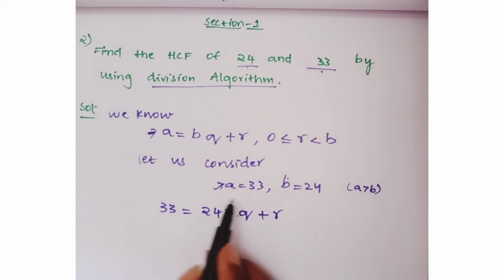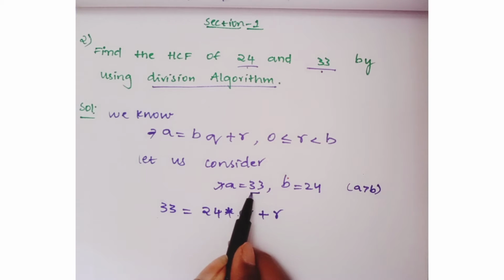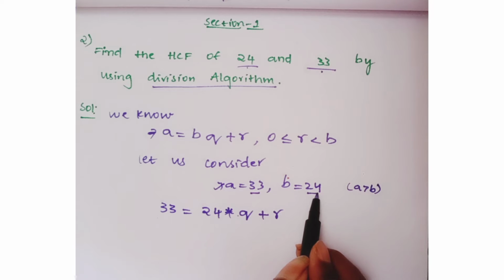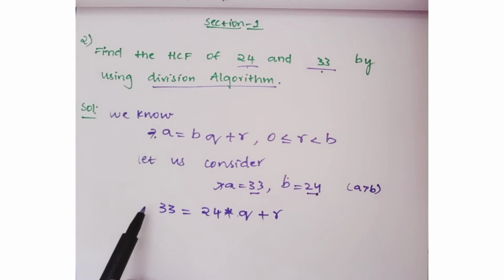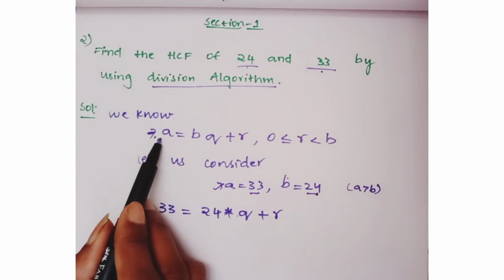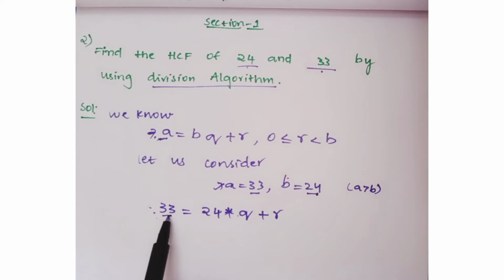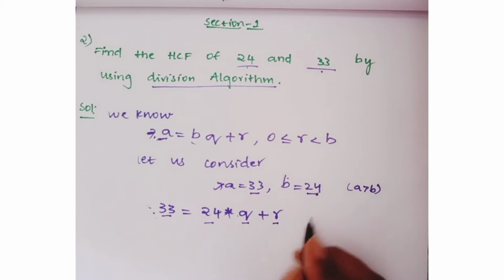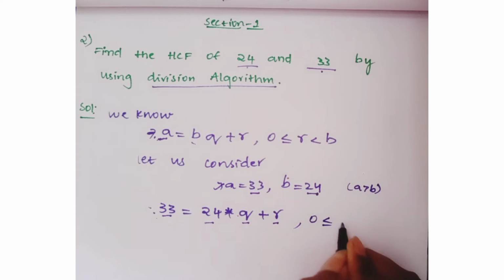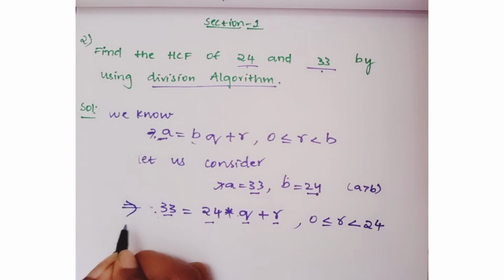See here, in place of A, I replaced with 33 and in place of B, I replaced with 24. So when you observe these two, wherever A is present, I replaced with 33. Wherever B is present, I replaced with 24. And we don't know the values of Q and R, so I kept as it is. So 0 is less than or equal to R less than B. So this is the division algorithm.